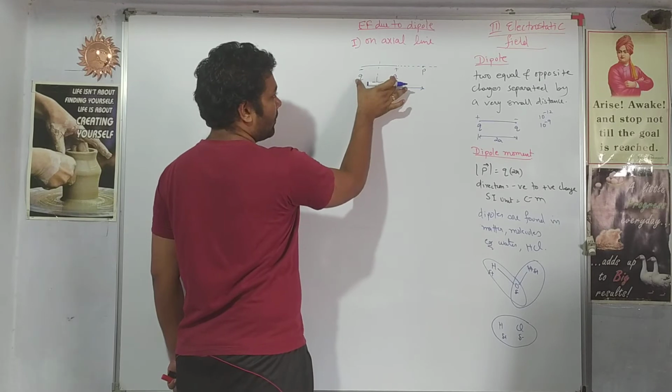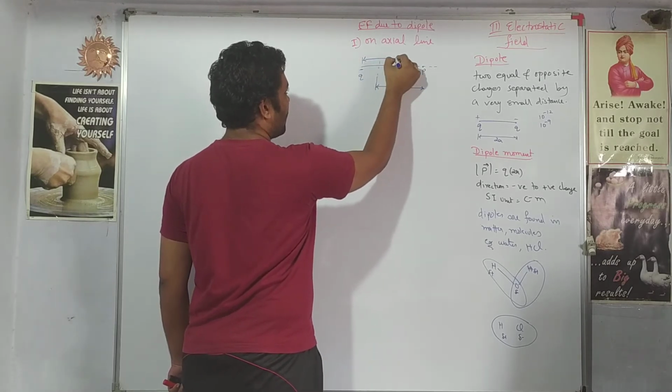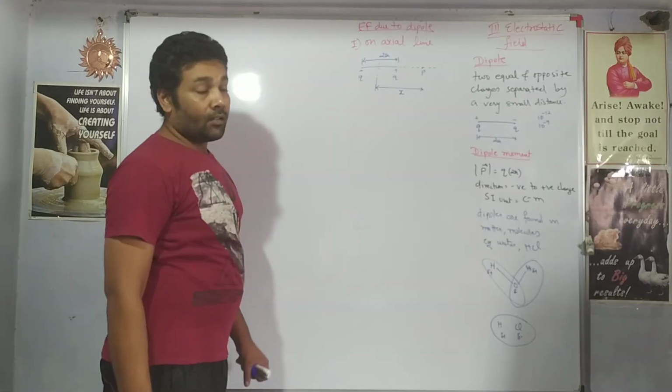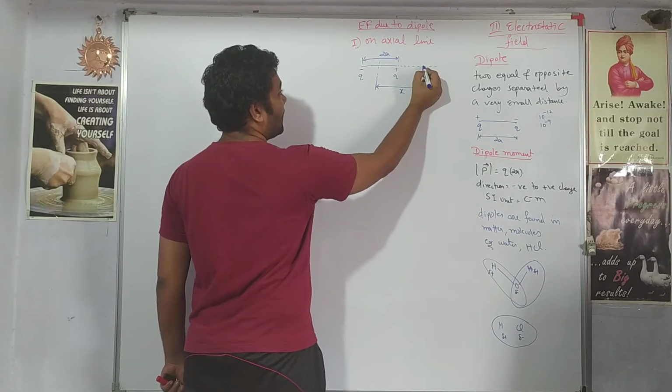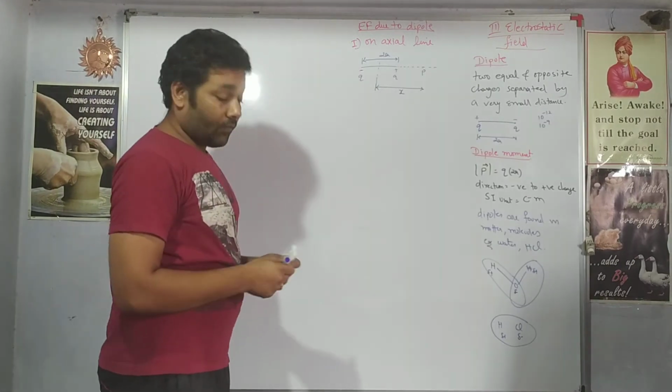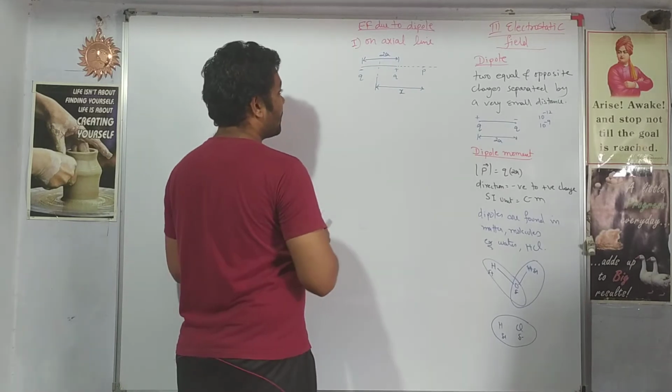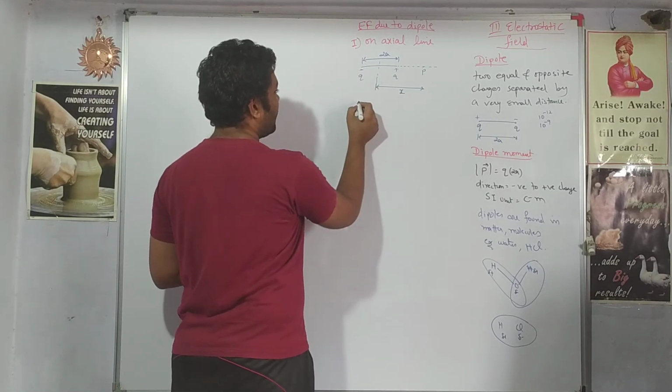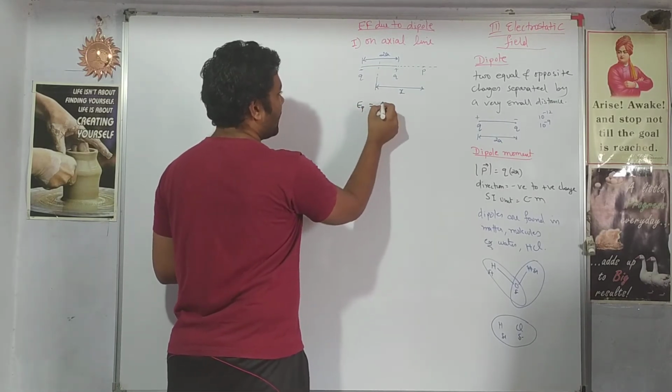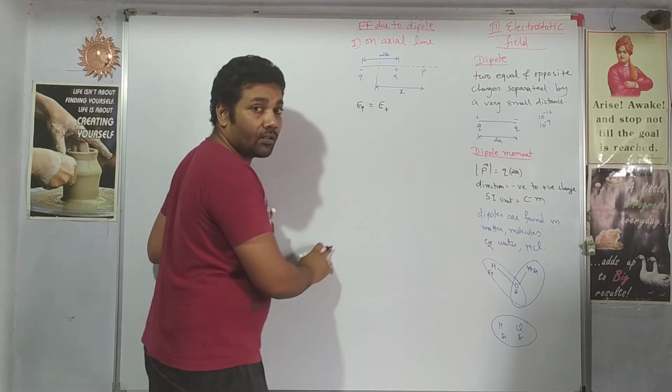This dipole has a length of 2a, right? So I want to calculate the electric field at a point P. What will be the electric field at point P? Writing it down in words, the electric field at point P is the electric field due to the positive charge, right?